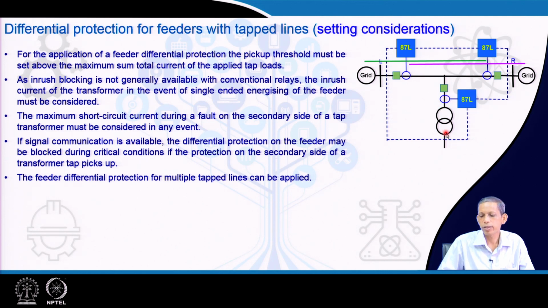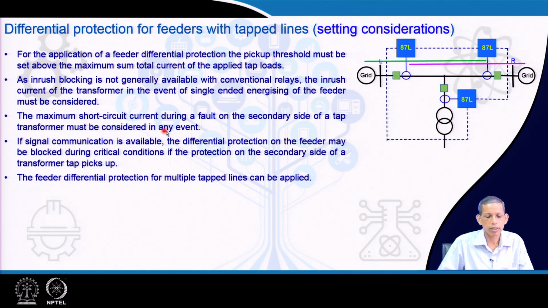So, that current will flow through this, and we know that in line differential we do not bother about the inrush, as we have already discussed in the last class, unlike that of a transformer protection. But here there is a transformer associated, which will result in inrush current seen from this end and also from this end. So, the inrush blocking is not generally available with conventional relays, but the inrush current flows in the event of that. So, the point is, can you address that in the pickup level of the differential protection? That is the consideration.